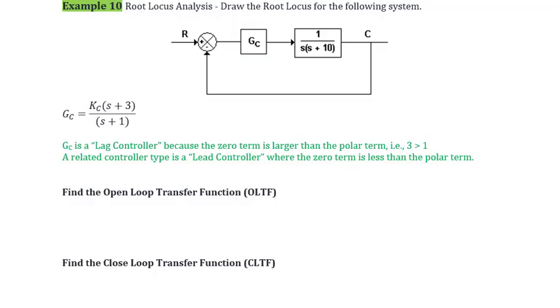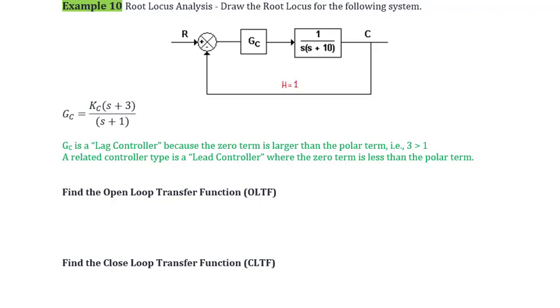This is Root Locus Example 10. In this problem, like in example 9, all we're doing is drawing the root locus for a system. In this case, we've got a controller, G sub C, and we've got our plant, G sub P, and we have our feedback, which is going to be our H, and so I'll just draw that in. And again, here, H is going to just be 1.